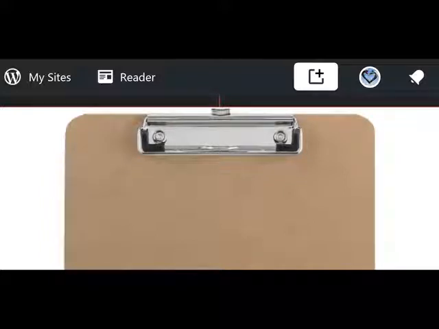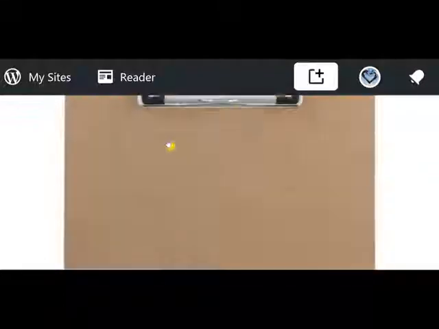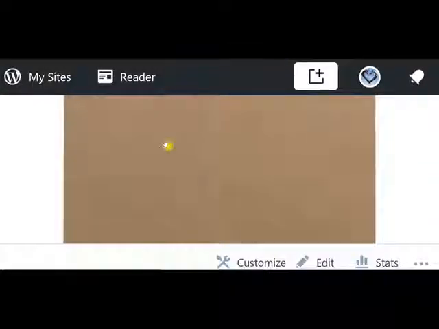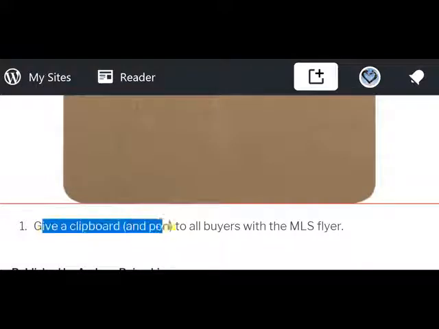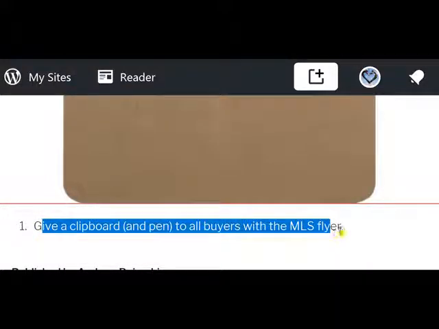to you the important need to have clipboards available when you show properties to buyers. This is very important because here's a picture of a nice long clipboard. Give a clipboard and pen to all buyers with the MLS flyer.